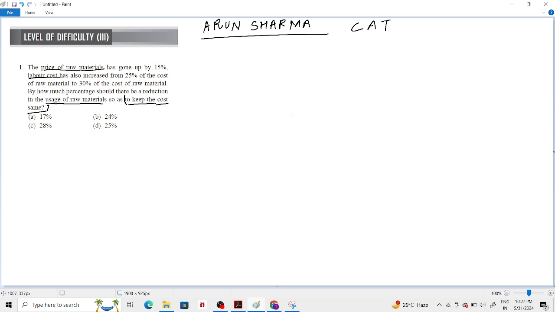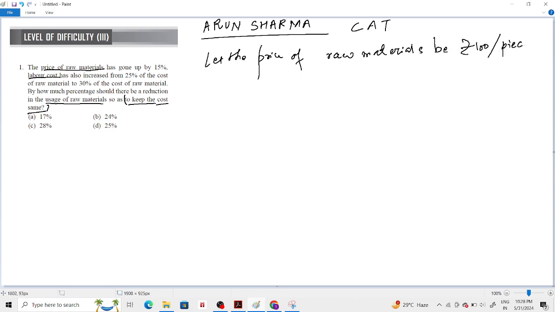Now this sum can be done by XYZ format, right, with the help of x variable. Like I can say, let the price of the raw material be x, but if I do so, then my calculation will become big. So in order to simplify this sum, we can take 100. So let the price of raw materials be rupees 100 per piece.